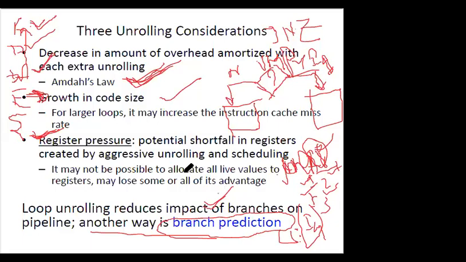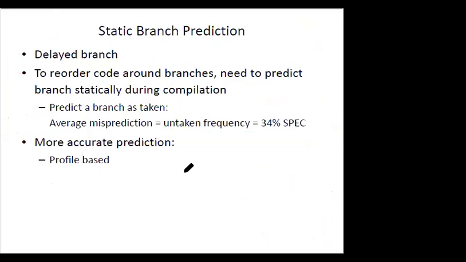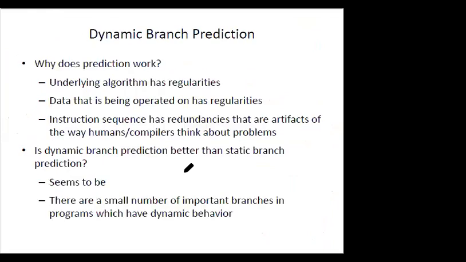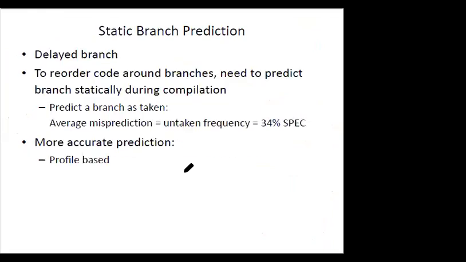So let us switch over to the methods of branch prediction. Branch prediction can be categorized into two categories. One is static branch prediction, and another one is dynamic branch prediction. So let us look at the difference between the two. What is static branch prediction and what is dynamic branch prediction?